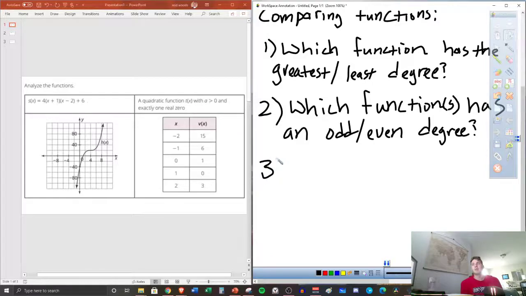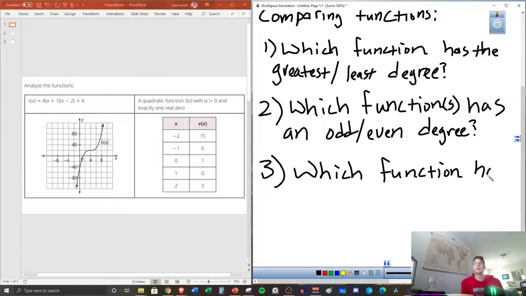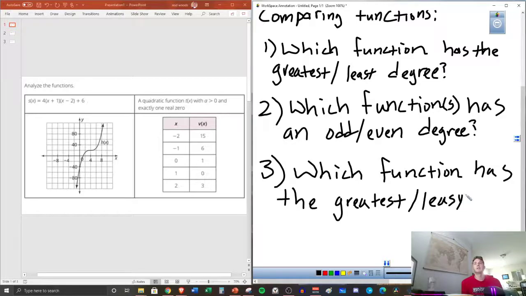And then the last one that I want to talk about. There's more, and some of the exercises we're going to look at in this video are going to ask for more stuff, so we'll just go with it as they come. But here is the last question: which function has the greatest, least y-intercept?